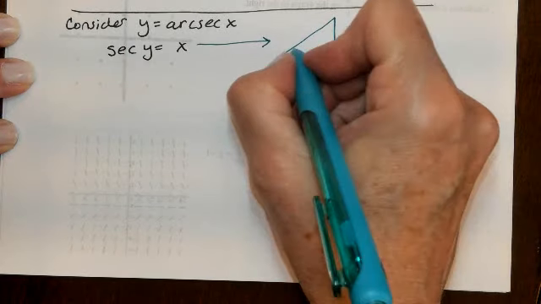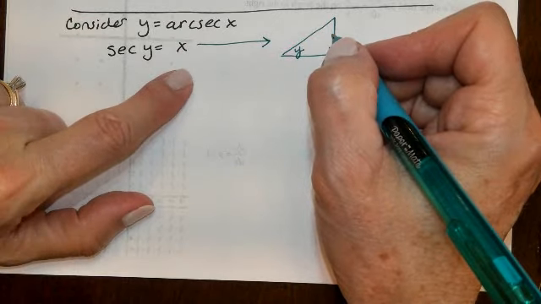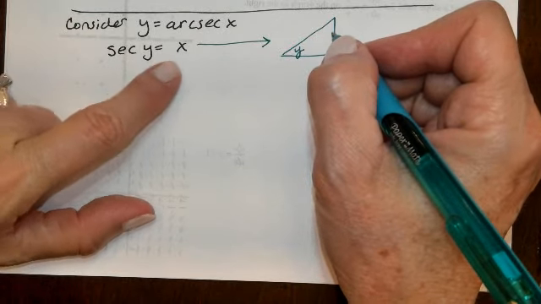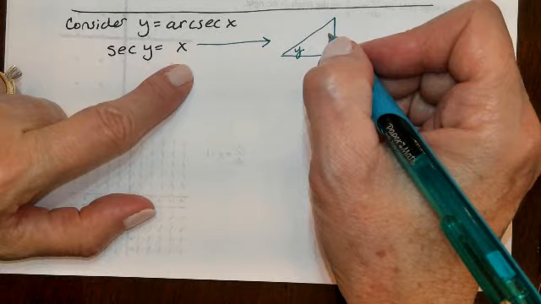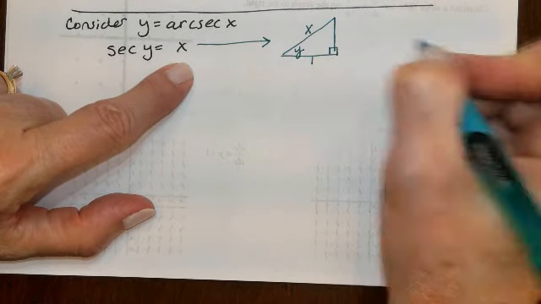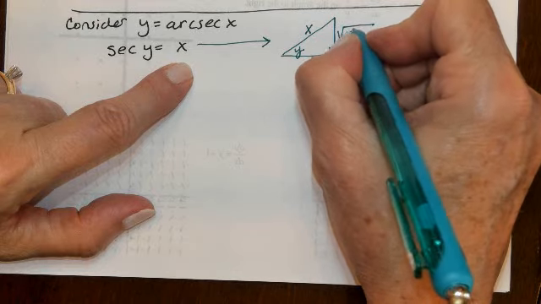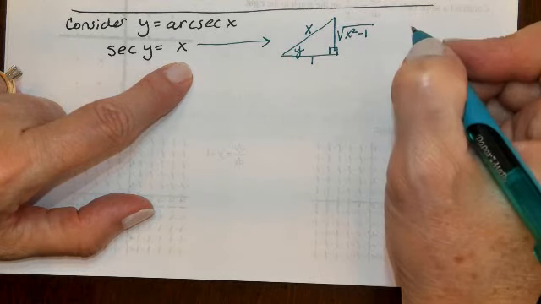Okay? If this is angle y, secant of y is x over 1. Secant is hypotenuse over adjacent. So this is x over 1. And that makes the opposite side the square root of x squared minus 1, Pythagorean theorem.